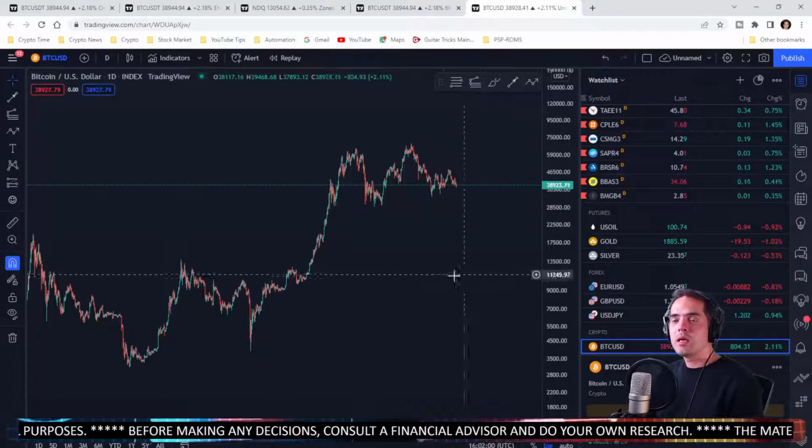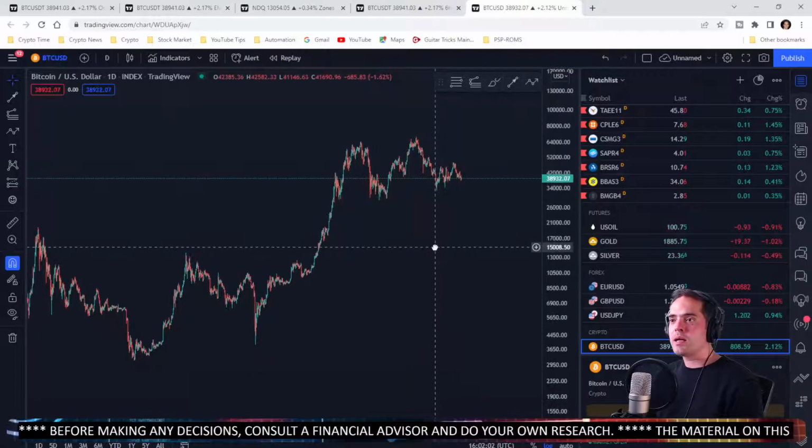So as I said guys, we will learn how to use Fibonacci Extension tool to help us to identify the main support and resistance. So let's jump into the chart. Here we are, Bitcoin daily chart.